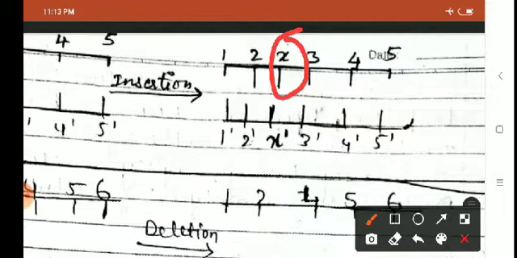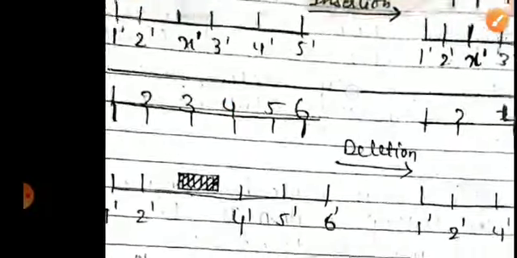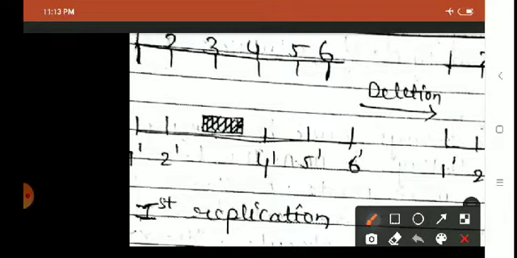So it will lead to insertion kind of mutation. Right. Now look at the second example. This is an example of deletion kind of mutation. What happens here? The acridine molecule has got integrated in the newly synthesized strand.